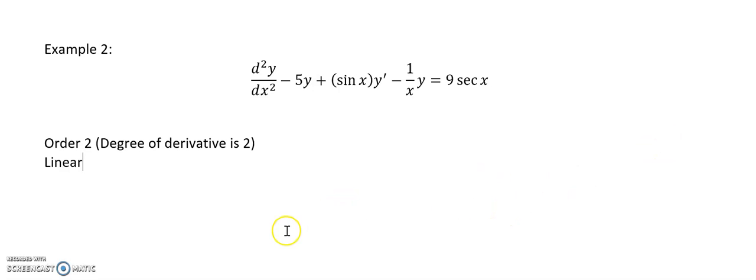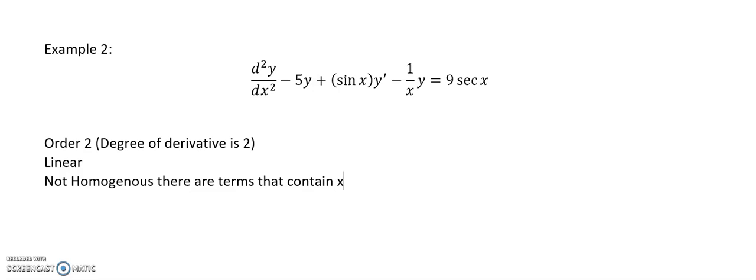Now, it turns out that this function is also not homogeneous. When it's linear like this, we want to look to see if there are any terms that contain only x and not y. And so therefore this is not homogeneous. Okay, so let's look at our third example.